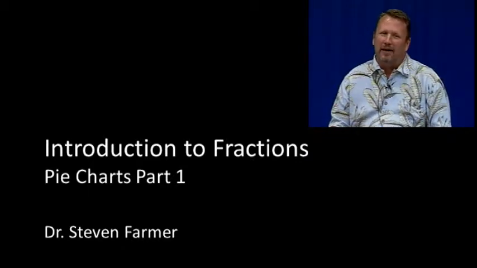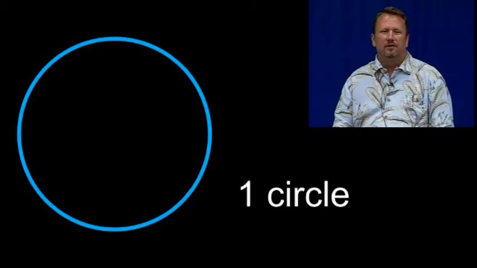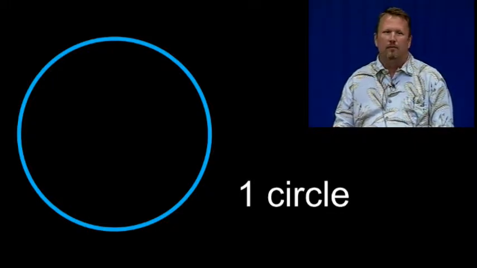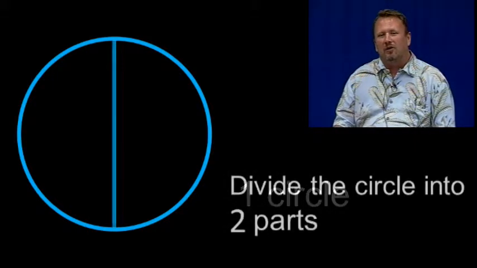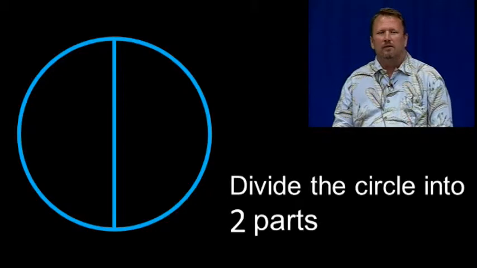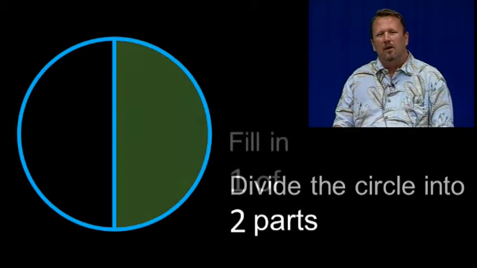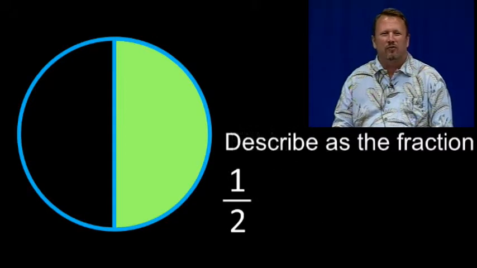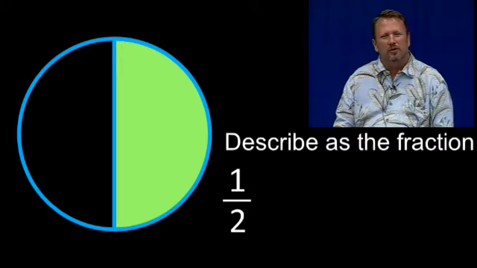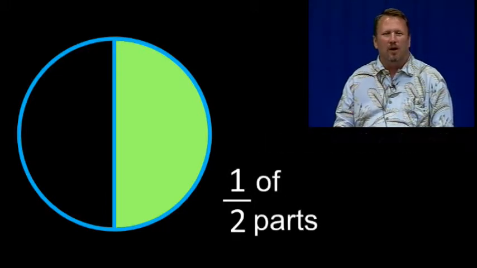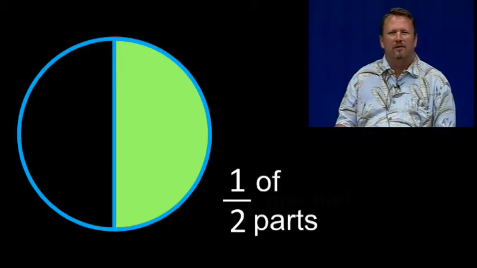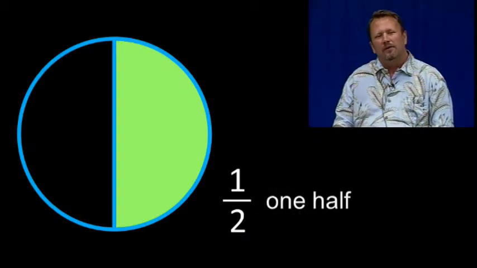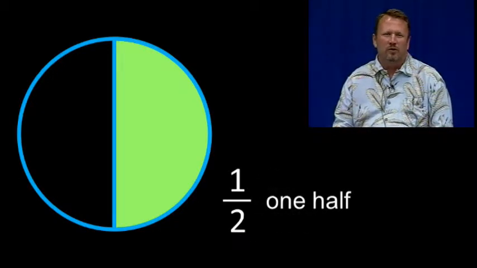Let's talk about fractions. Here is one circle. Let's divide the circle into two parts. If we fill in one of two parts of the circle, we can describe that as a fraction 1 over 2, which means 1 of 2 parts. So here's the fraction 1 over 2.